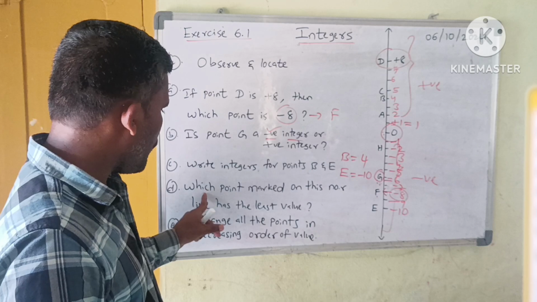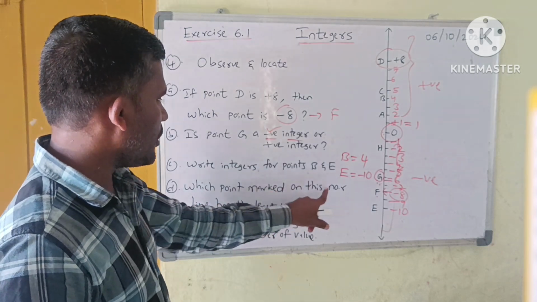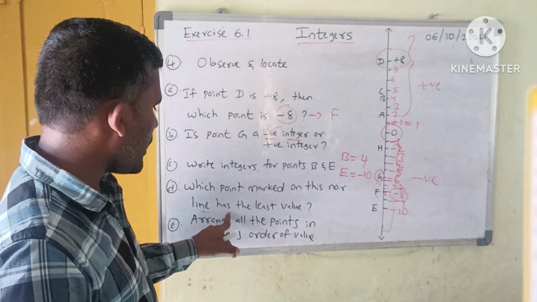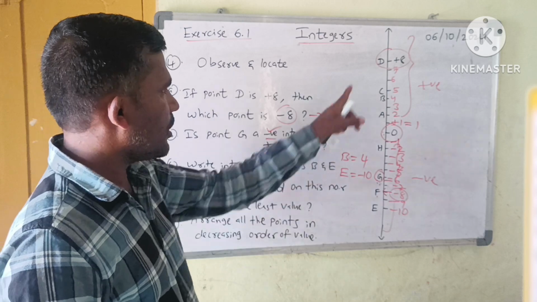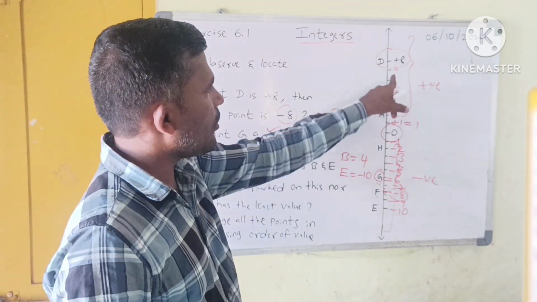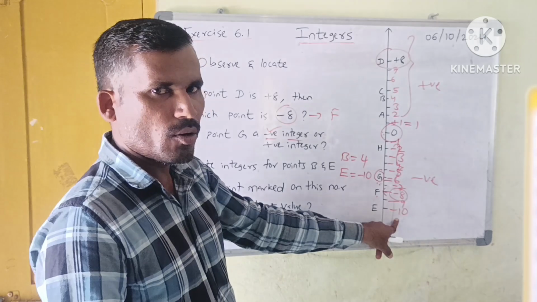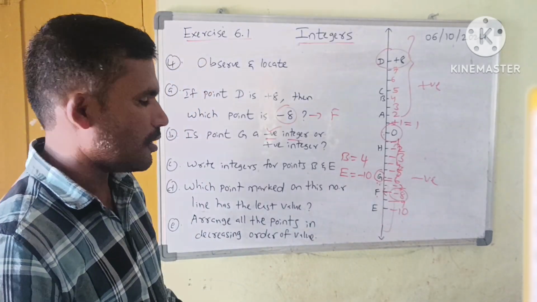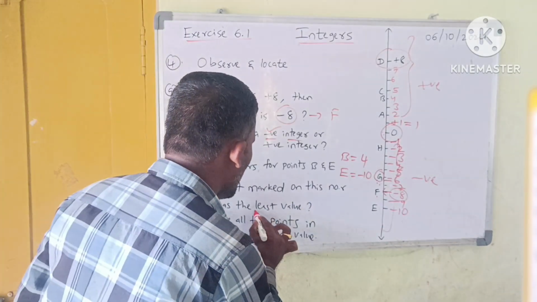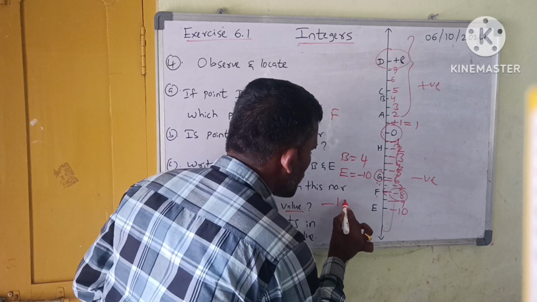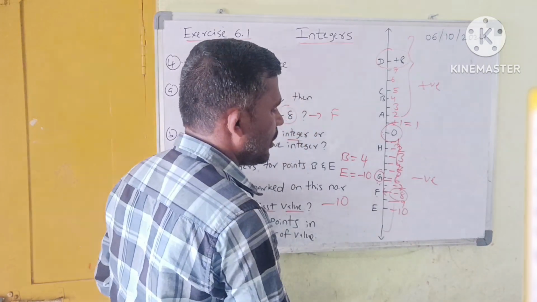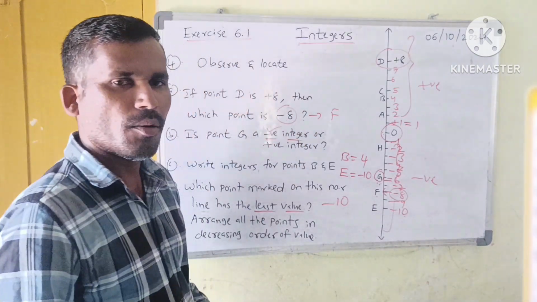Next, which point marked on this number line has the least value? In the given vertical line, the highest value is plus 8 and the least, smallest value is minus 10. So it asks for the least value. So the least or smallest value in this vertical line is minus 10.